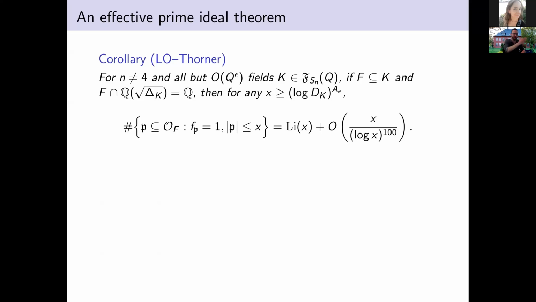This is a problem that can be understood fiber by fiber. You can piece these fibers together. You can get a very strong result on the number of primes inside these subfields of Sn extensions that miss this quadratic field.